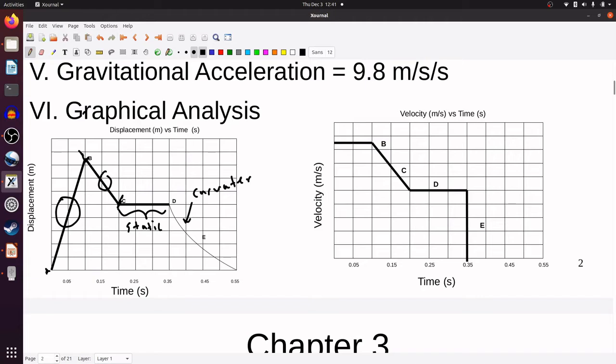Now, we know that the slope of this graph is equal to your velocity, right? But if the slope is not constant, i.e. the slope is changing, then this means that you're going to have acceleration.